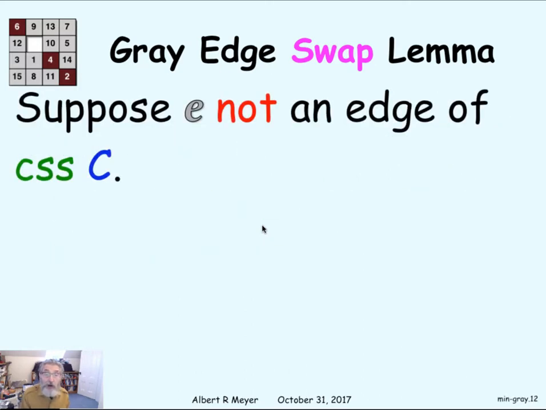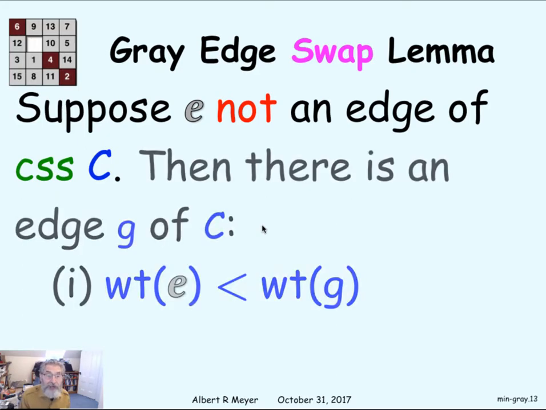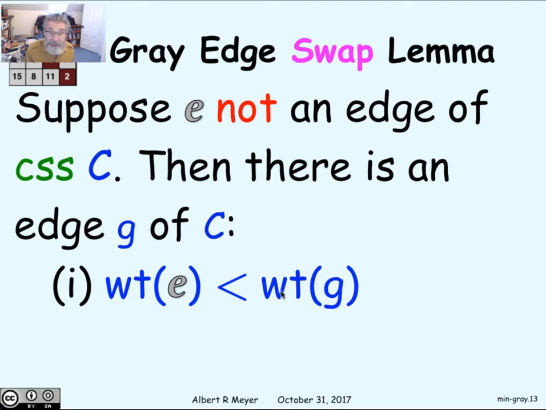And suppose that this minimum weight edge E is not an edge of C. Then I claim that there is another edge G in C, and E is lighter than G.